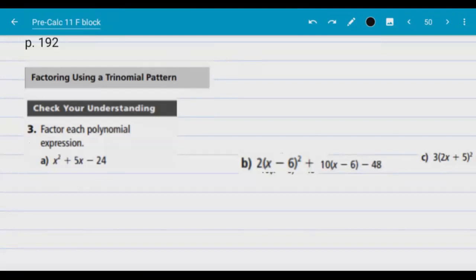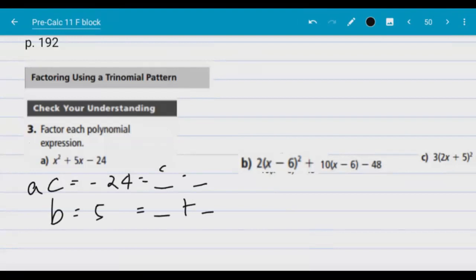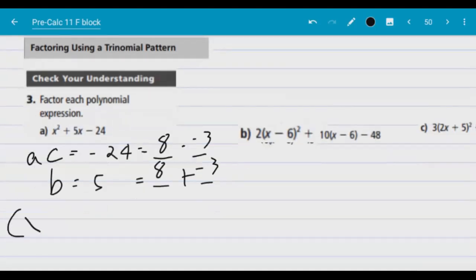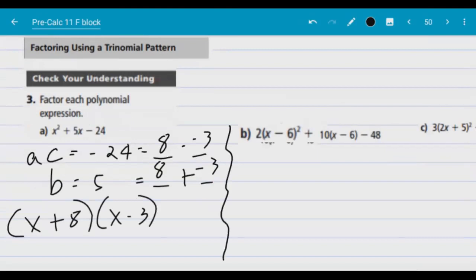So your AC value is equal to negative 24. Your B value is 5. So the two numbers that you're looking for would be 8 and negative 3. All right. So your factors would be x plus 8, x minus 3. That's easy.